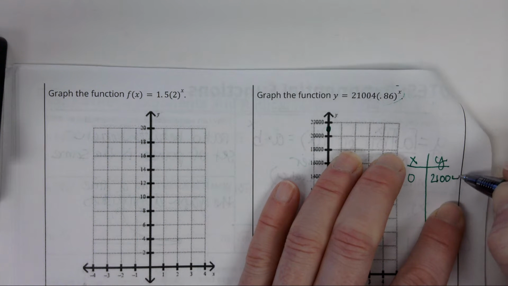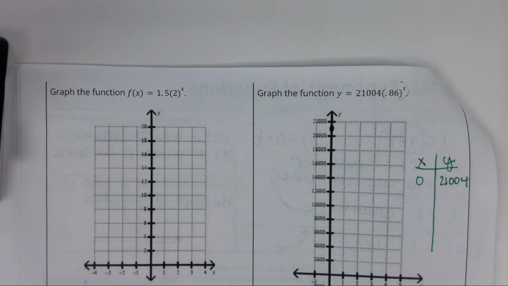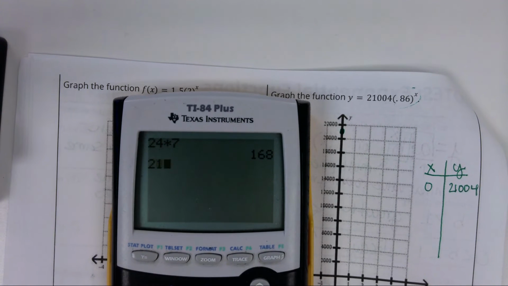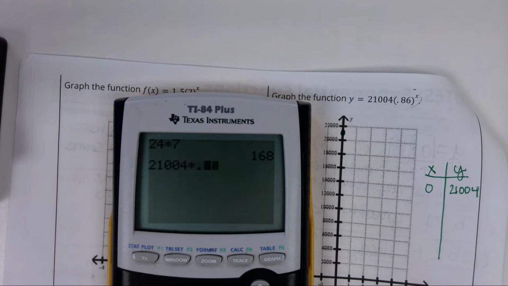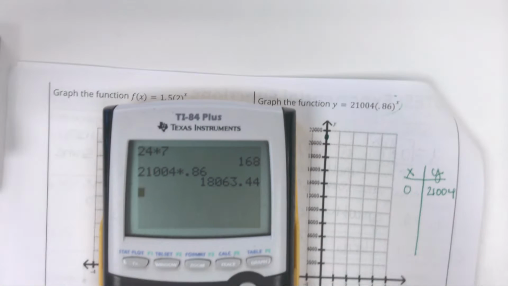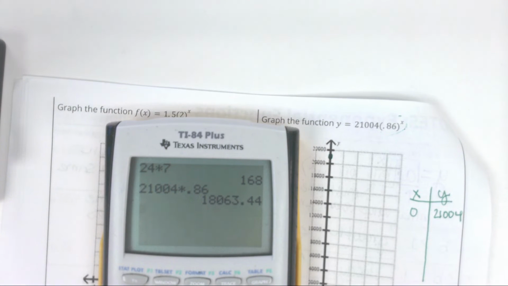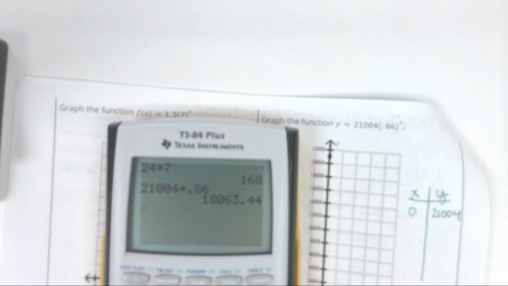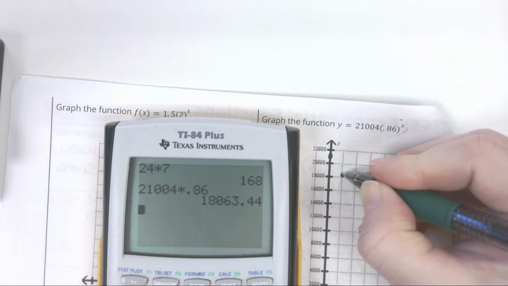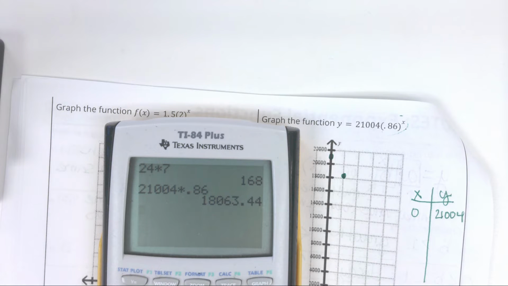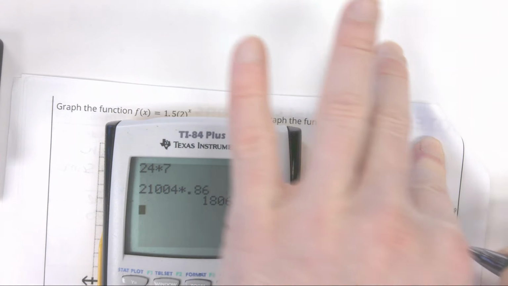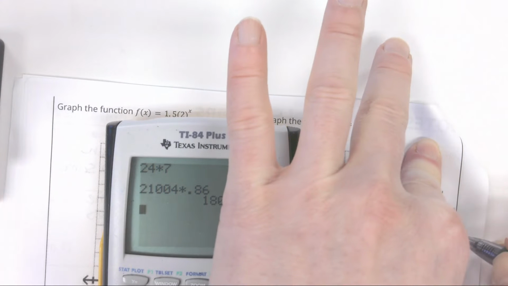All right, so we're going to just multiply by 0.86. Let's do this for a couple times. So, I have 21,004 times 0.86, and I get, can you see that? I got 18,063-ish. Just leave it right in your calculator. So at 1, I'm gonna go slightly above 18,000 there. We just got to remember to multiply instead of add.